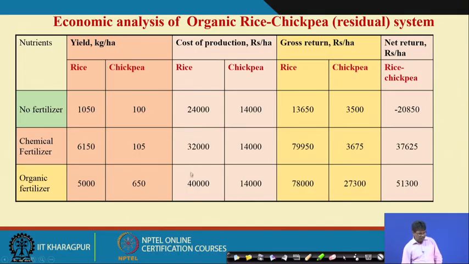Because of that, the production cost is higher in the case of organic farming. Though there is a high production cost, it has a high residual effect, and it compensates for the nutrient requirement of the succeeding crops. So we are able to get the higher return in organic farming as compared to chemical farming.